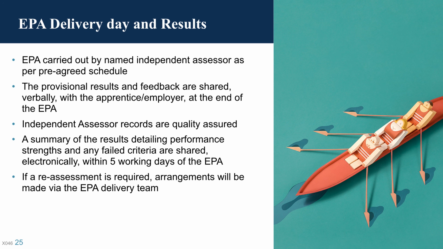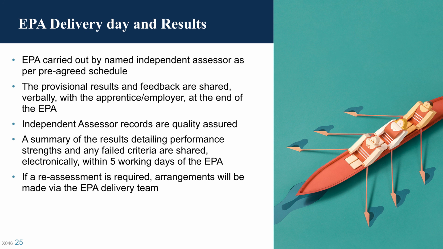We will communicate the provisional results and any feedback verbally to the apprentice and the employer at the end of that particular EPA. So if you're carrying out the workplace observation and the interview, so there are two elements of the endpoint assessment. The feedback for that in terms of how the apprentice has performed, what criteria they have met successfully, any shortfall that they could have addressed better would be detailed at the end of the day to the apprentice and the employer.